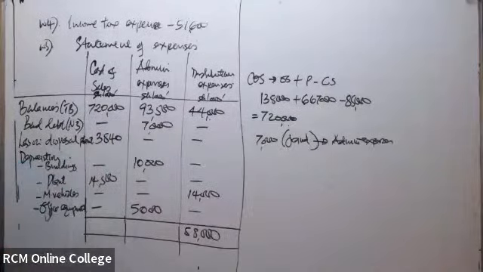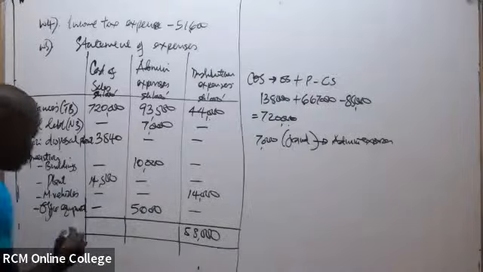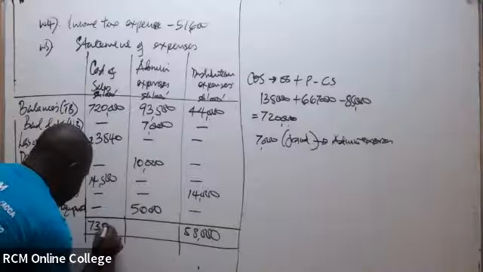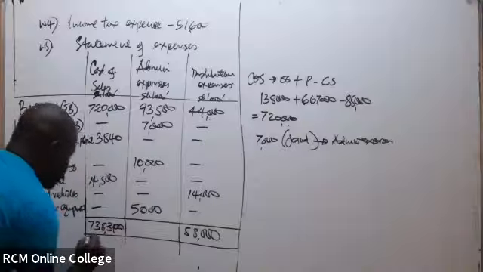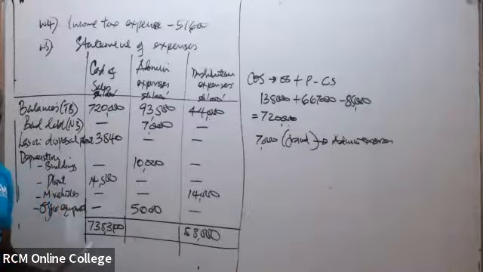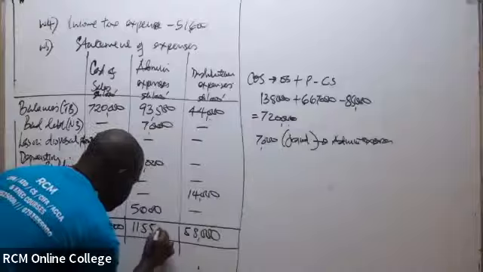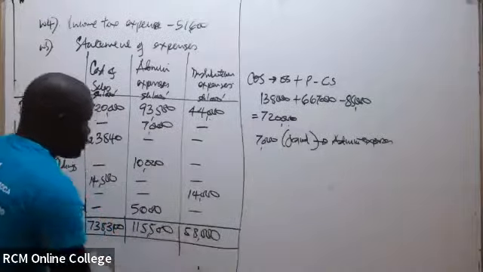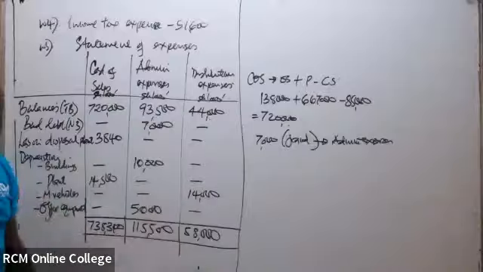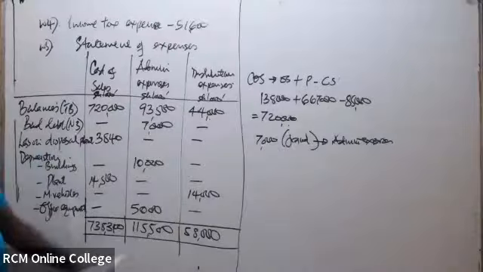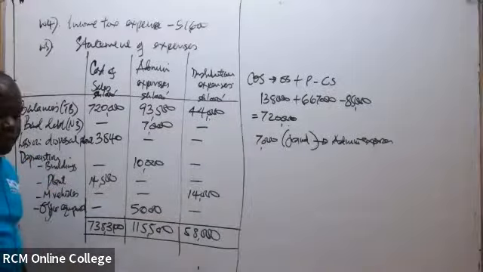What about cost of sales? Cost of sales is 738,340. What about admin? Admin is how much? Admin is 115,500. And I hope this one is okay. I've just added, I think it's 58. Hope it is okay. So this plus this, you should be able to get 58.